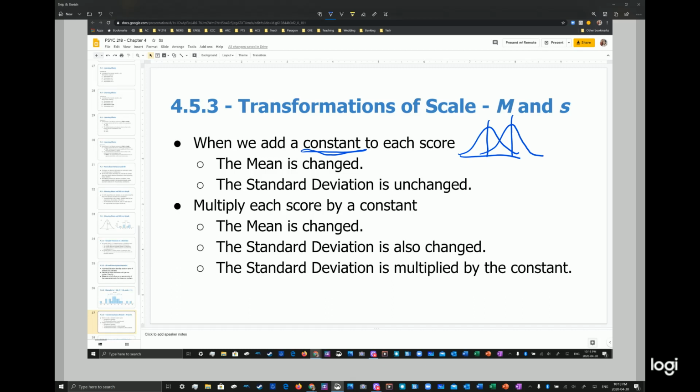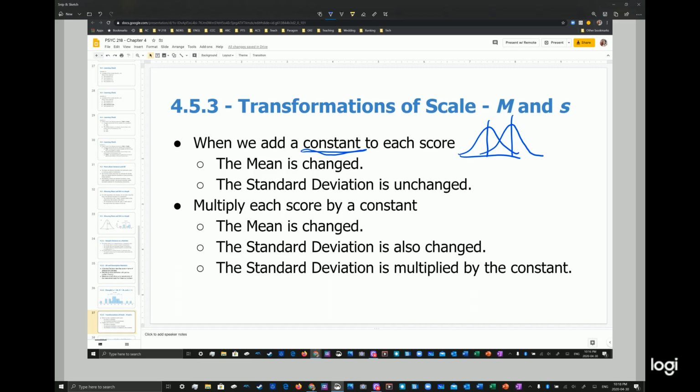But it doesn't change it. It doesn't transform the distribution. This doesn't make it any, quote-unquote, wider or narrower, which is a measure for standard deviation, which would be a variability measure.